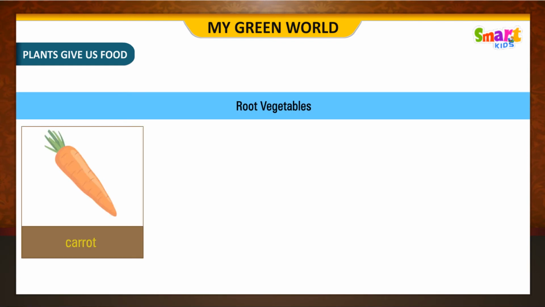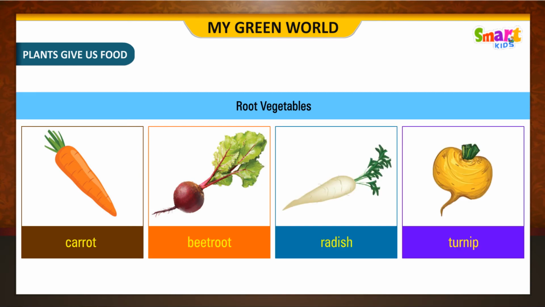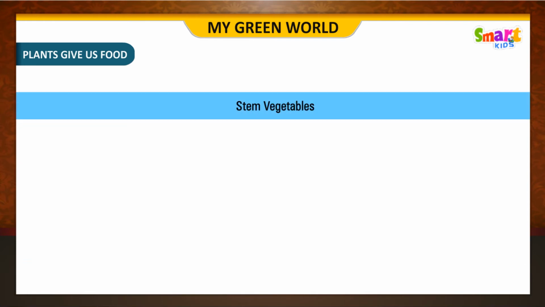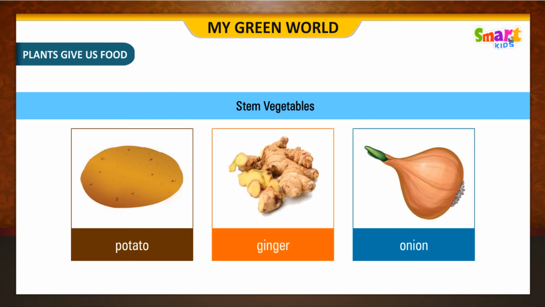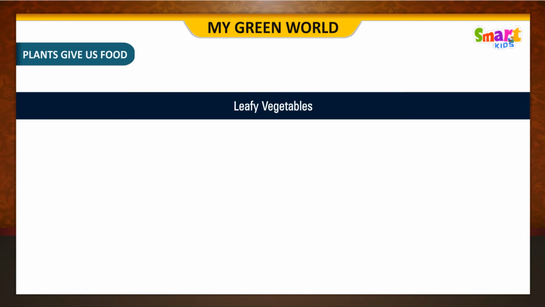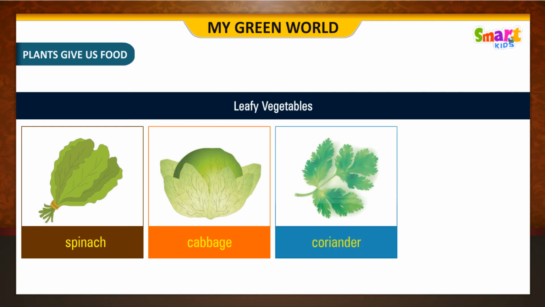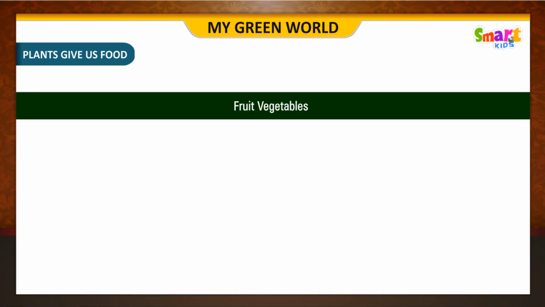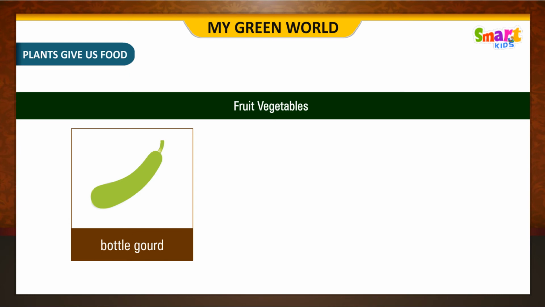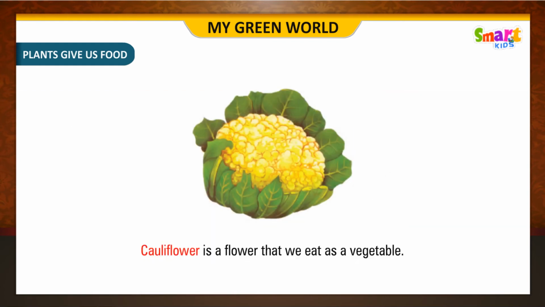Root vegetables: carrot, beetroot, radish, turnip. Stem vegetables: potato, ginger, onion. Leafy vegetables: spinach, cabbage, coriander, mint. Fruit vegetables: bottle gourd, pumpkin, cucumber. Cauliflower is a flower that we eat as a vegetable.